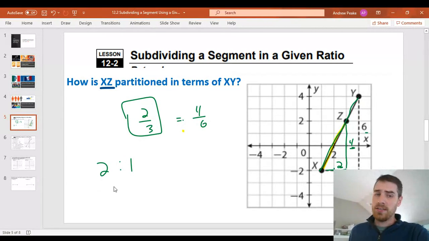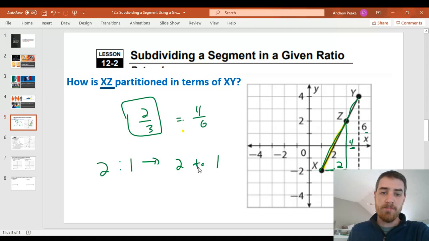Now, why did I not say 2 to 3? Because I have essentially 2 parts of the entire xy represented in xz, and I have 1 part represented in zy right here. So in total, we have 3 parts, and 2 of them are represented by xz. So this is read as 2 to 1.